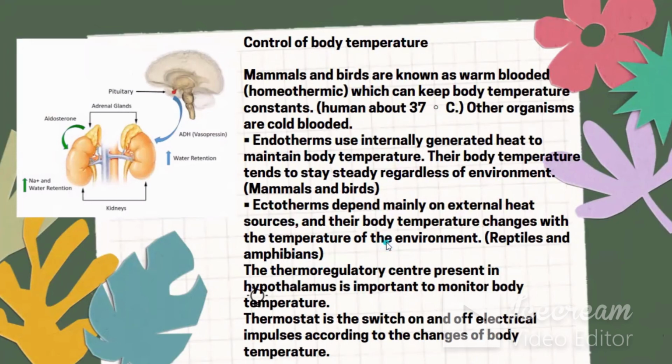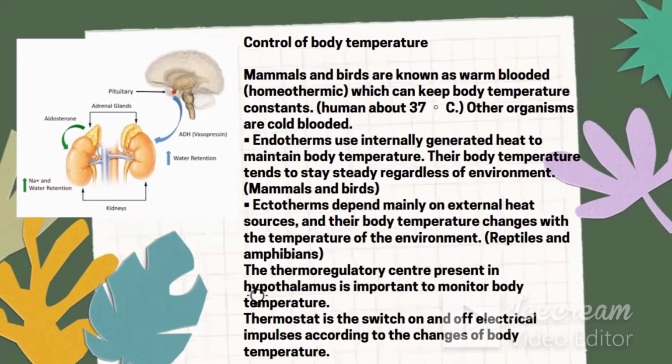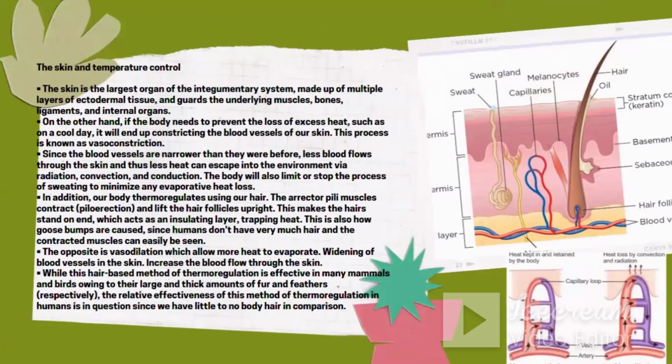In mammals, body water content and temperature control are related to the kidney and also the hypothalamus, with the help of the pituitary gland releasing hormones to increase or decrease body temperature, especially through the balance of sodium chloride and water. Our skin also has an important role in controlling temperature. The skin can be divided into several layers.